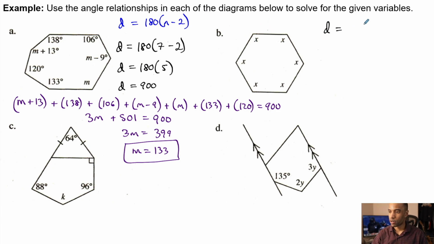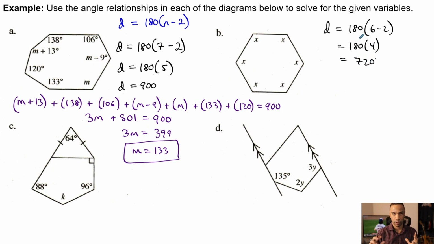Okay, the first part is let's figure out the interior angle sum of a 1, 2, 3, 4, 5, 6-sided shape. So 180 times 6 minus 2 is 180 times 4. Remember, that does mean that there are 4 triangles inside the hexagon, and that's 720. So this is a 720 degree interior angle sum inside here.